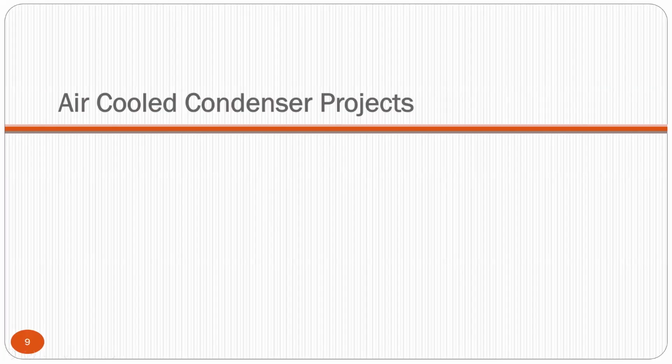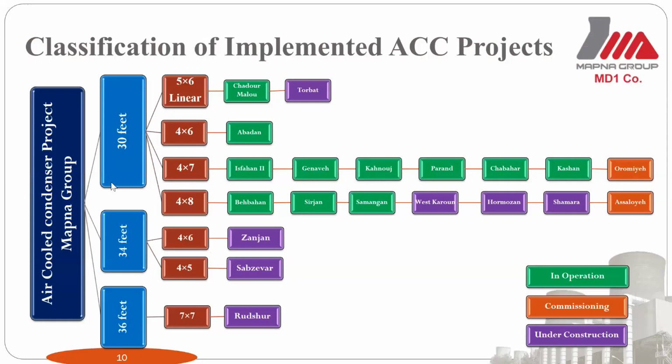Let's move to the second part, air-cooled condenser projects built by MAPNA Group. As you can see in this chart, based on fan diameter, we can divide our projects into 30, 34, and 36 feet. But as indicated by the legend, the 34 and 36 projects are under construction and will be commissioned within a year. In another classification, we can also divide our projects into linear duct and non-linear duct.